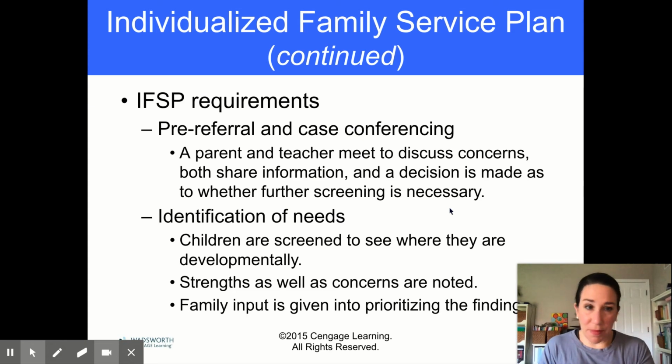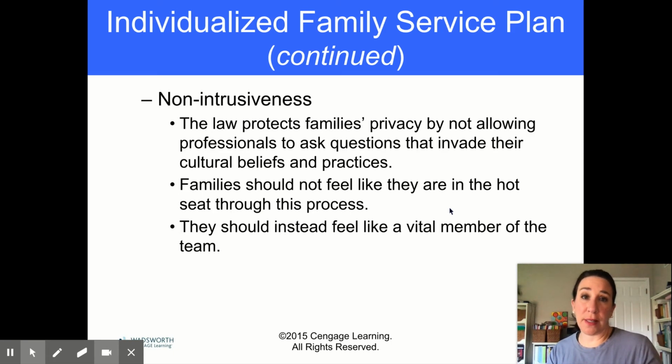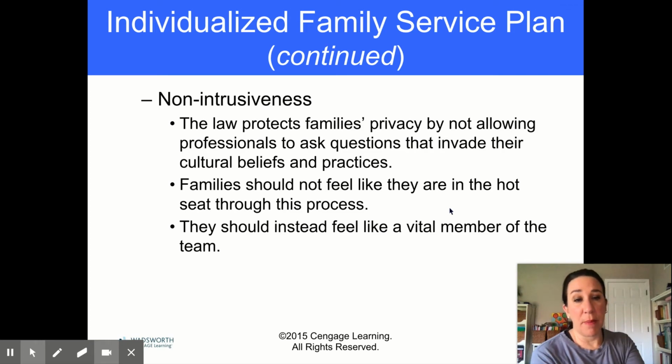So this is not something to be scared of. This is something to actively go out and seek, right? Children are screened to see where they are developmentally, strengths as well as concerns are noted, and family input is given into prioritizing the findings. So that's what we just talked about. Families should not feel like they are in the hot seat through this process. They should feel like a vital member of the team.